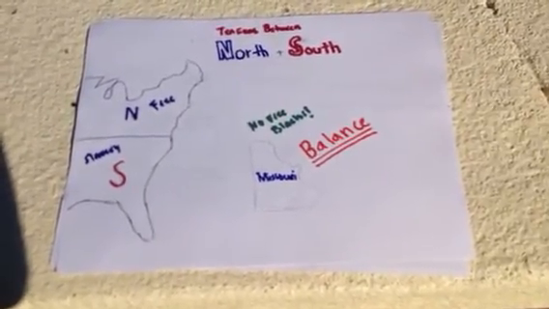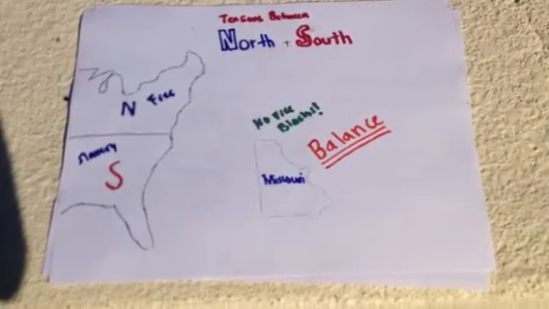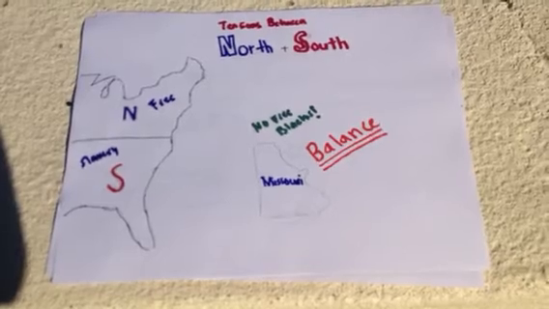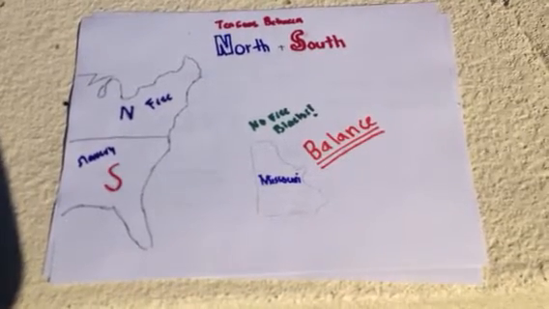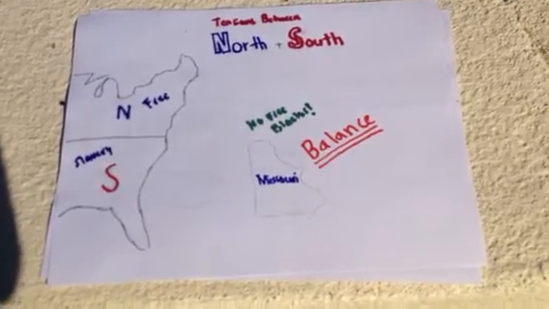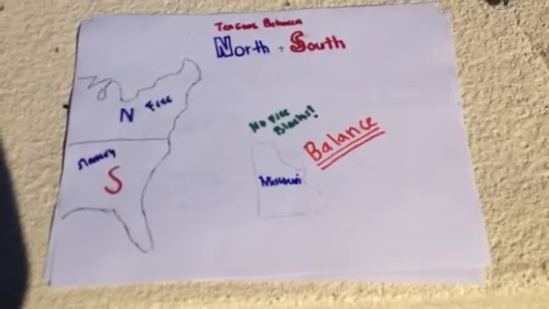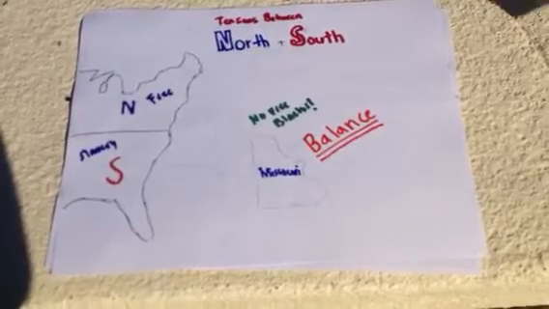Tensions between the North and South rose during the Missouri Compromise. After Missouri was admitted as a state, it created an imbalance between the number of slave states versus free states. The Missouri Compromise solved this imbalance by declaring Maine a free state. This was still considered a Southern victory.